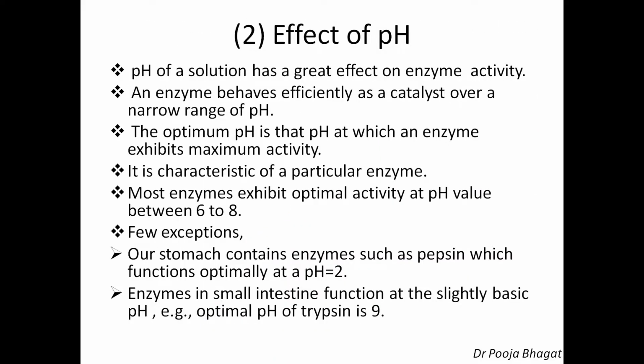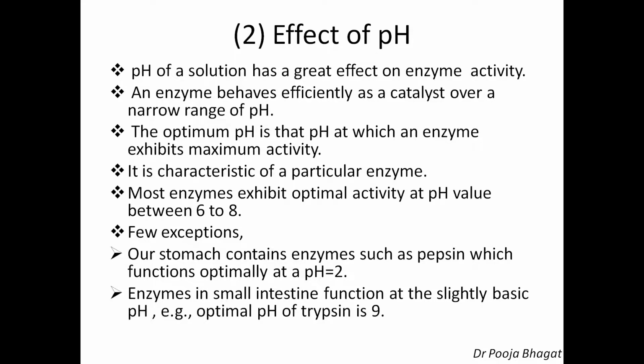And now the second effect, effect of pH. pH of a solution has a great effect on enzyme activity. An enzyme behaves efficiently as a catalyst over a narrow range of pH. The optimum pH, again, the pH at which the enzyme exhibits maximum activity, is characteristic of a particular enzyme. That means each enzyme has its own optimum pH value. That is, each enzyme exhibits maximum activity at a particular pH.